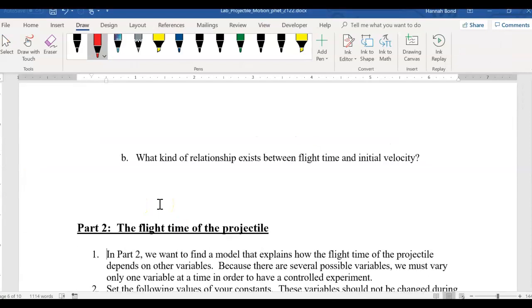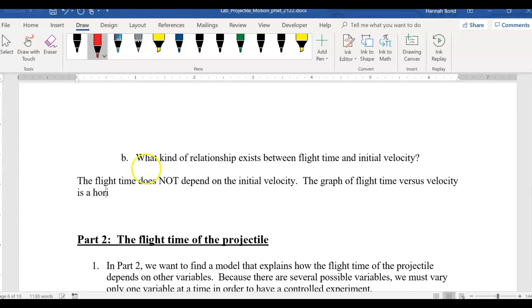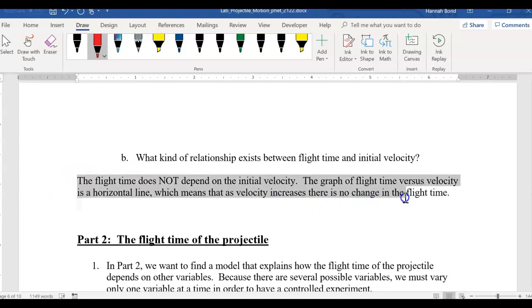So we would insert that graph, and then when it asks what kind of relationship exists, I would say something like, the flight time does not depend on the initial velocity. The graph of flight time versus velocity is a horizontal line, which means that as velocity increases, there is no change in the flight time. So this concludes the first part of our lab.